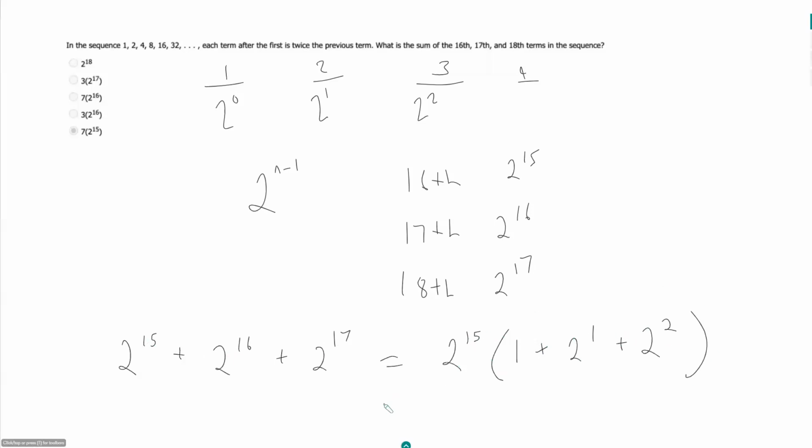So this sum here is just 2 to the 15th times 4 plus 2, which is 6, plus 1, which is 7. So 7 times 2 to the 15th, which is E.